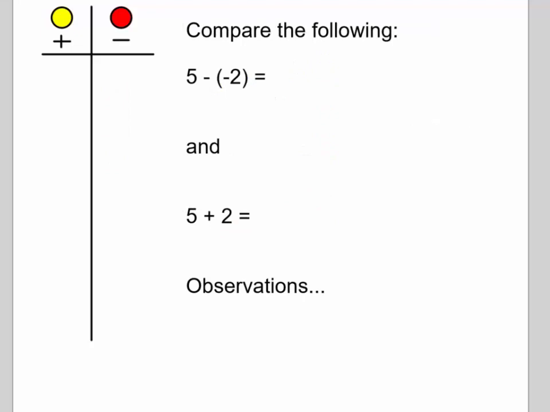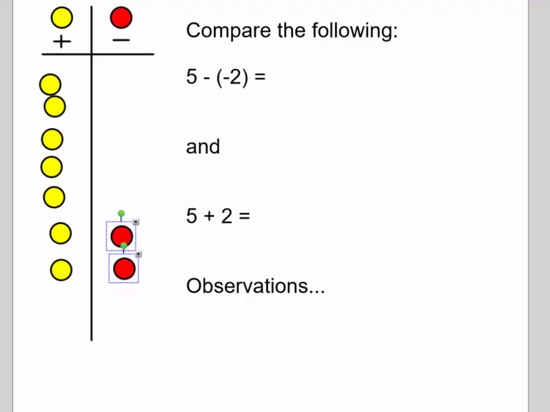All right, so let's try and bring together this little shortcut or thing we have to watch for. 5 minus negative 2. So if we do 5 positives, take away 2 negatives, I don't have them, so I need some 0 pairs to do that. Now I could take away my 2 negatives. Boom, they're gone. And I end up with 7 positive chips.